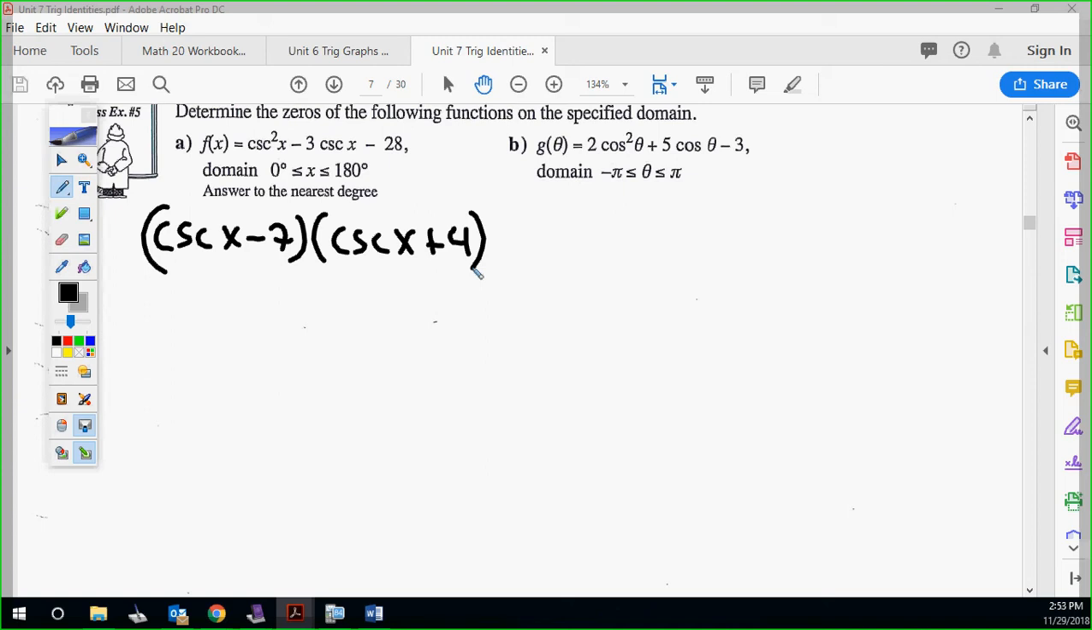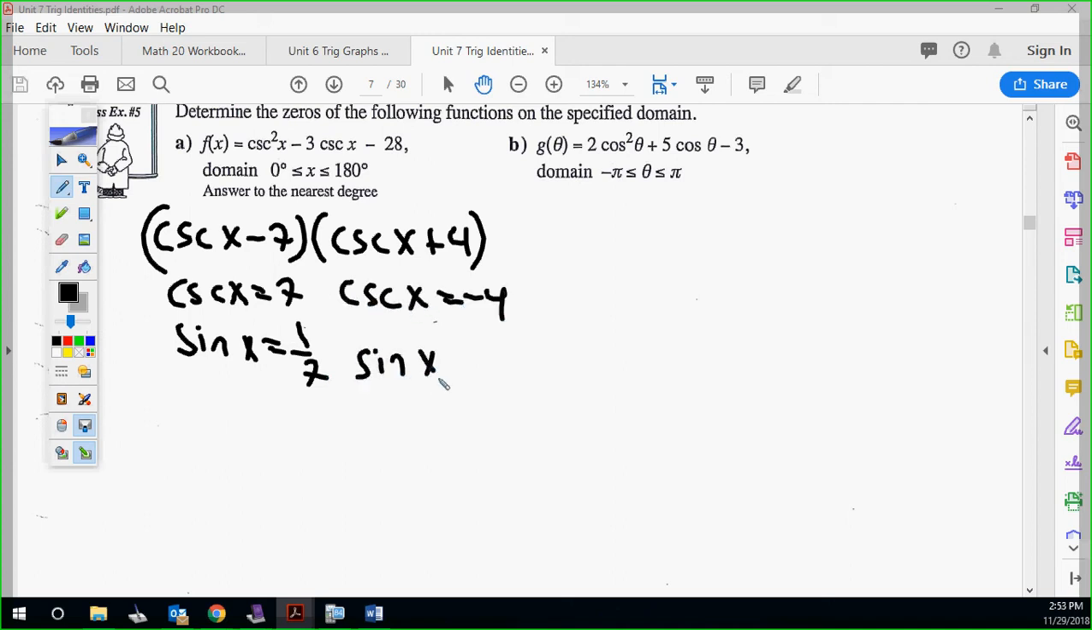How would you set this up to solve, though? Because they're not in the unit circle, we have to use inverse, right? So if we're going to use inverse, we can't have cosecant anymore. We want to switch it to what? Sine. So this one's 0 when cosecant x is 7, right? So then it's going to be sine x is 1/7. This one's cosecant x is negative 4, so sine x is negative 1/4.